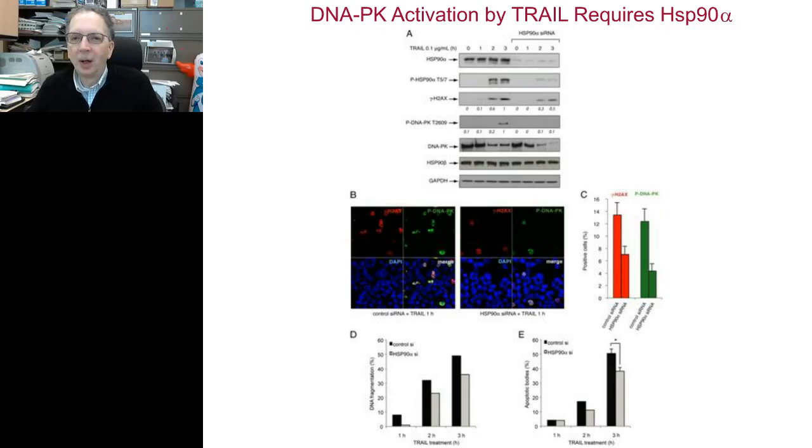In panel C, we're just quantifying the reduced amount of gamma H2AX and T57 phosphorylation when HSP90 alpha is knocked down. And in panels D and E, we're looking at measures of apoptosis. And in the gray bars, which reflect apoptosis in cells knocked down for HSP90 alpha, you can see reduced apoptosis, reduced nuclear apoptosis, compared to the black bars, where wild-type HSP90 alpha is normally expressed.